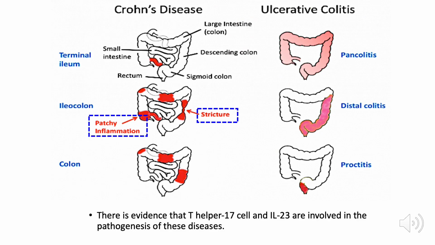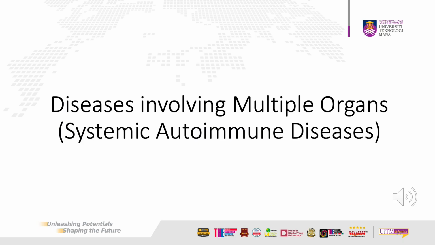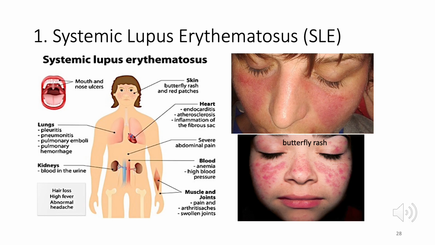Damaged areas appear in patches that are next to the areas of healthy tissue in Crohn's disease, while in ulcerative colitis, damaged areas are continuous, usually starting at the rectum and spreading further into the colon. Next, we will see some diseases involving multiple organs, or systemic autoimmune diseases.